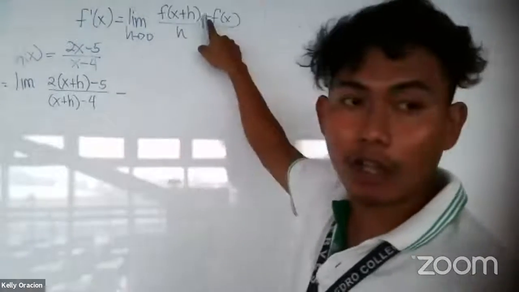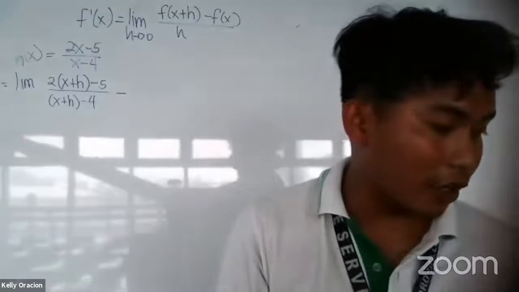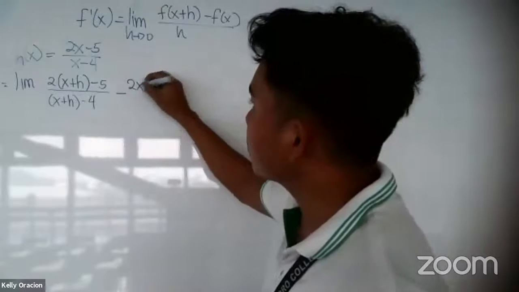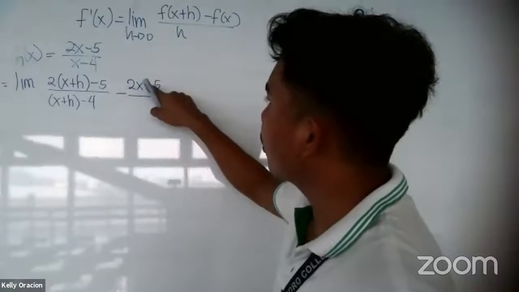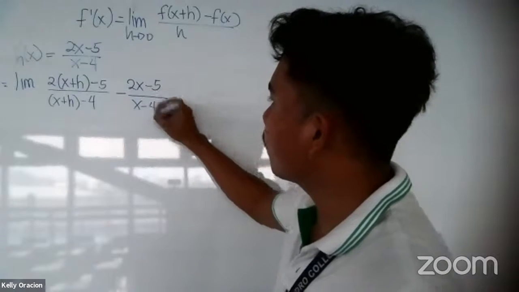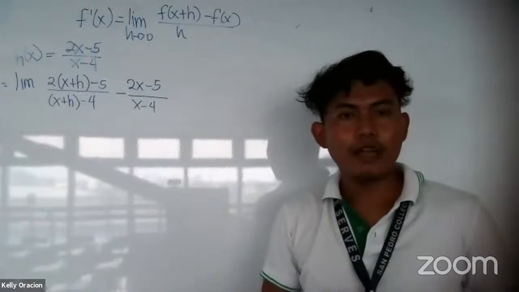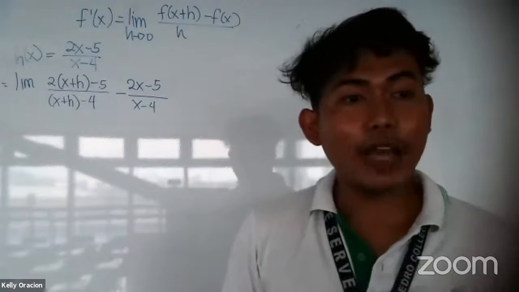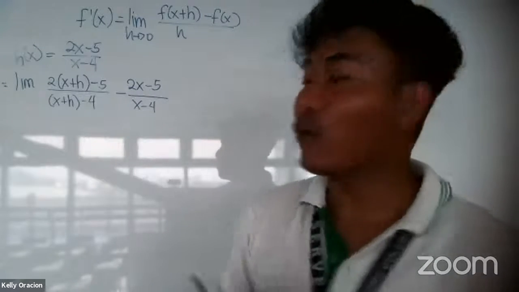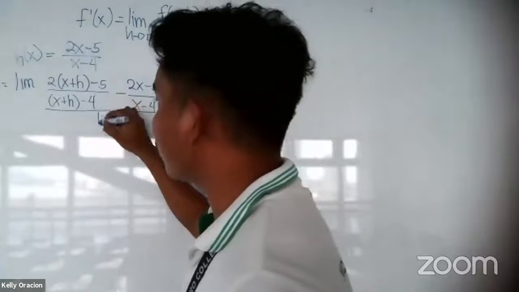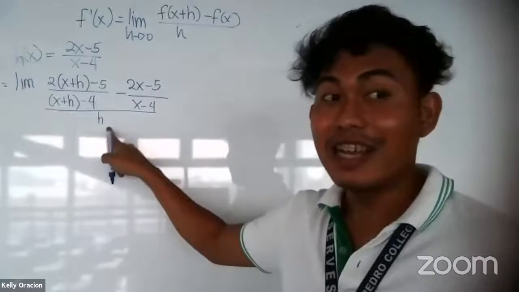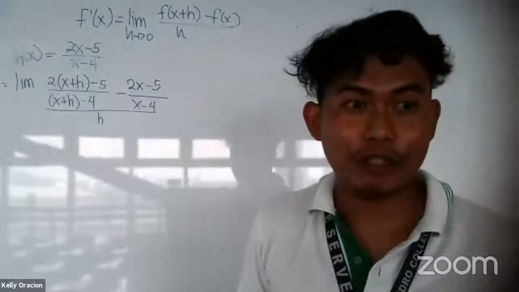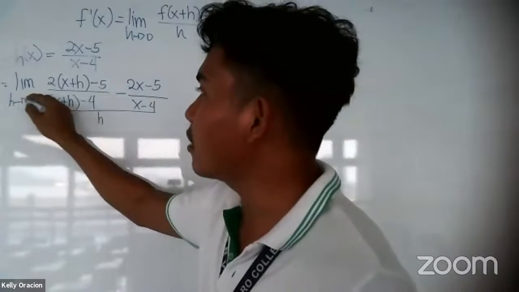Minus, so minus the given function. Again, minus to our given function, 2x minus 5 over x minus 4. Yan. Minus niyan. Class, don't forget to put h. Napa-h over h diya ni. So do not forget to put h. Then as h approaches 0.